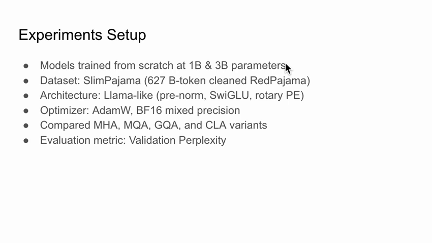To test the design cleanly, the authors trained their own models at 1B and 3B scales using the SlimPajama dataset, following a Llama-style architecture. They compare CLA configurations against standard MHA, GQA, and MQA to plot memory versus accuracy trade-offs.